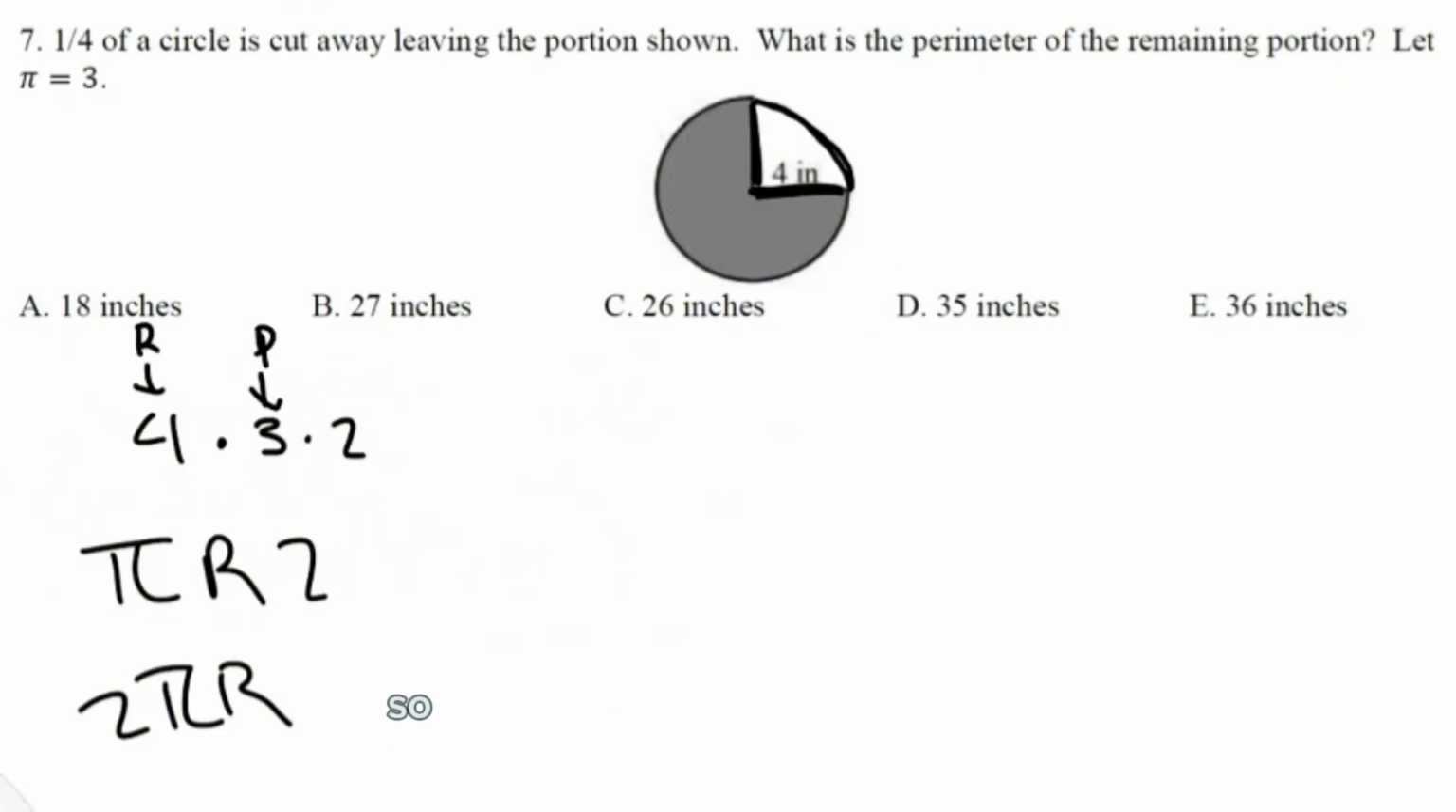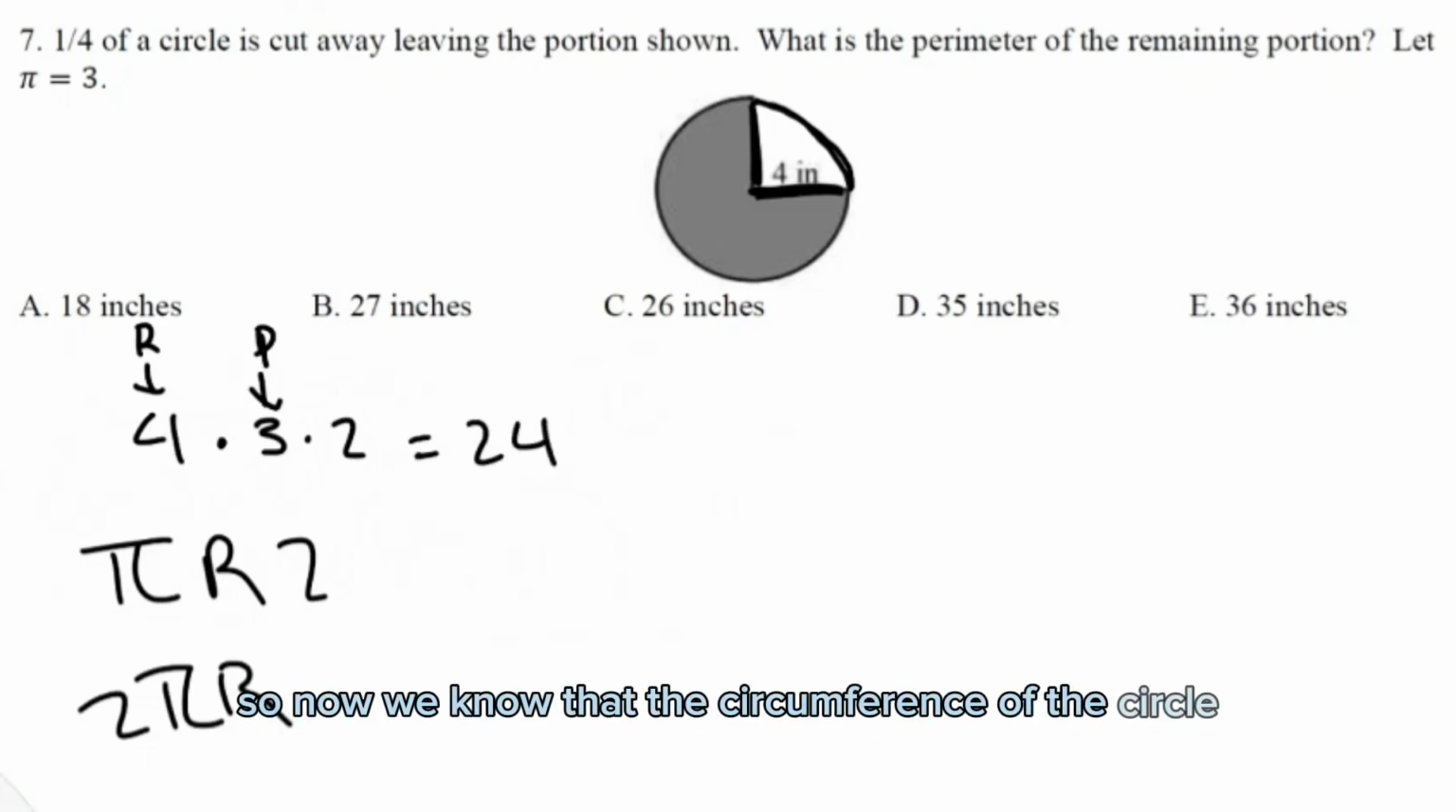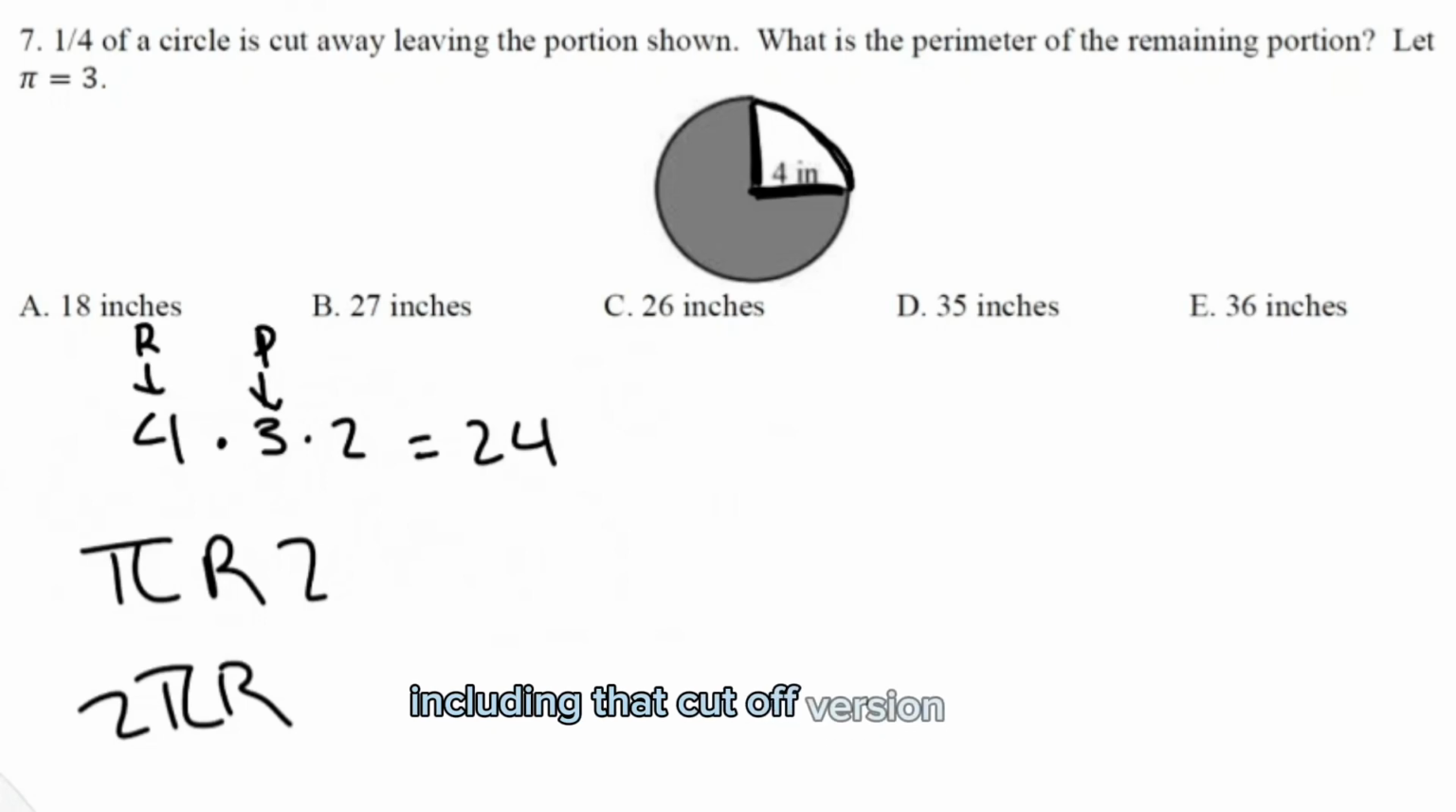Alright, so now we can do this. 4 times 3 is 12. 12 times 2 is 24. So now we know that the circumference of the circle, including that cut off portion, is 24. Now, if 1/4 of it was cut away, we're left with 3/4. So 3/4 of 24 is just 18.